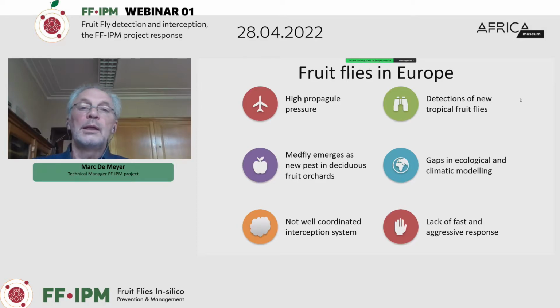So what are the main issues when we talk about fruit flies in Europe? We have this high propagule pressure, an increased number of introductions. We have the medfly Ceratitis capitata that seems to emerge as a new pest in deciduous fruit orchards because of this further spread. We have detections of new tropical fruit flies over the last years. But then we also have a few shortcomings. There are gaps in ecological and climatic modeling. There is not a well-coordinated interception system throughout the European Union, and there's a lack of fast and aggressive response.